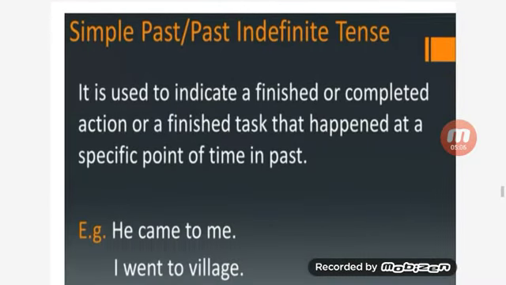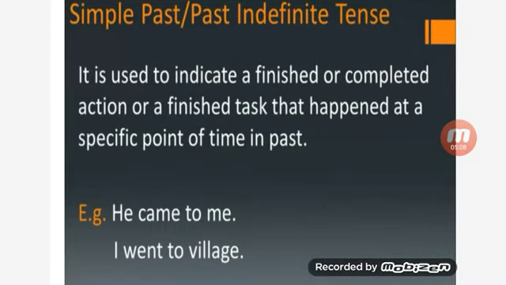Next is simple past or past indefinite tense. It is used to indicate a finished or completed action or a finished task that happened at a specific point of time in past. For example, he came to me. I went to village. So these sentences are showing that action is completed or finished that happened at a specific point of time in past.